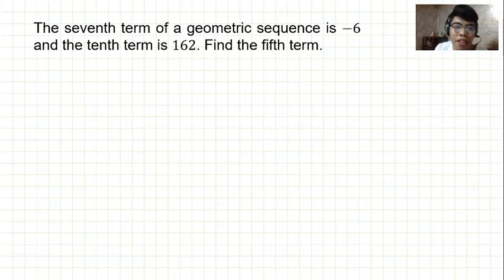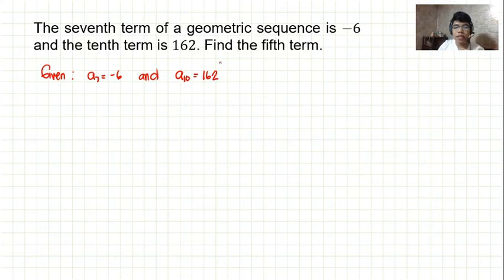The seventh term of a geometric sequence is -6 and the 10th term is 162. Find the fifth term. Okay, so my solution for this problem is somewhat the same as problem number 2. We will just use the geometric sequence formulas. Here, the given values are a sub 7, which is -6, and a sub 10, which is 162.